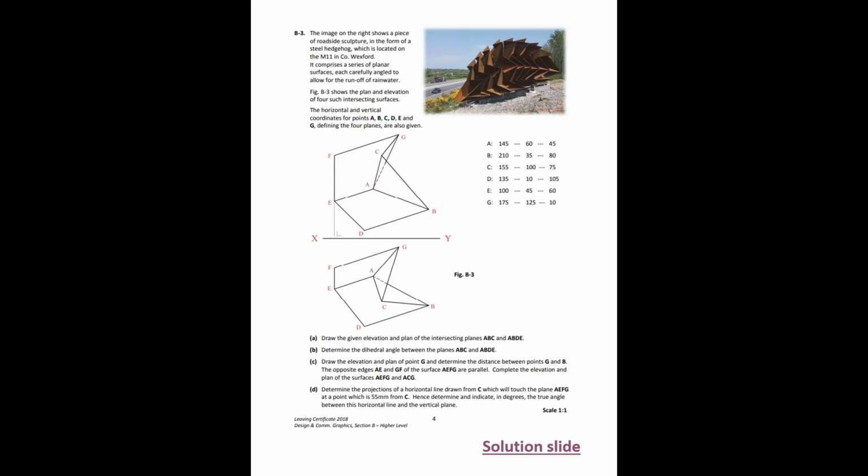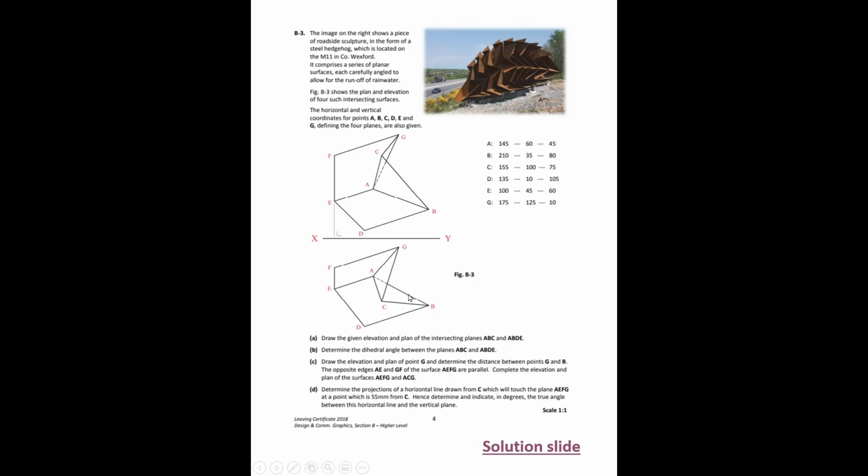First, we want to find the true shape of our intersecting planes ABC and ABDE. Looking at the question, our common line is what we need to find the true length of first of all, and then we have to find it in a point view. So looking at the question, ABC and ABDE, we can see that the common line here is AB and AB.